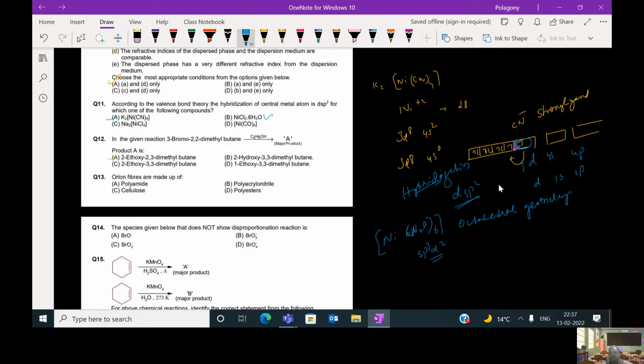So the hybridization will be sp3, tetrahedral hybridization, because the s orbital and p orbitals take part. This is tetrahedral, and nickel carbonyl is also tetrahedral. So this is tetrahedral and this is tetrahedral, and this one is octahedral. Now the right option is A, the most appropriate one.